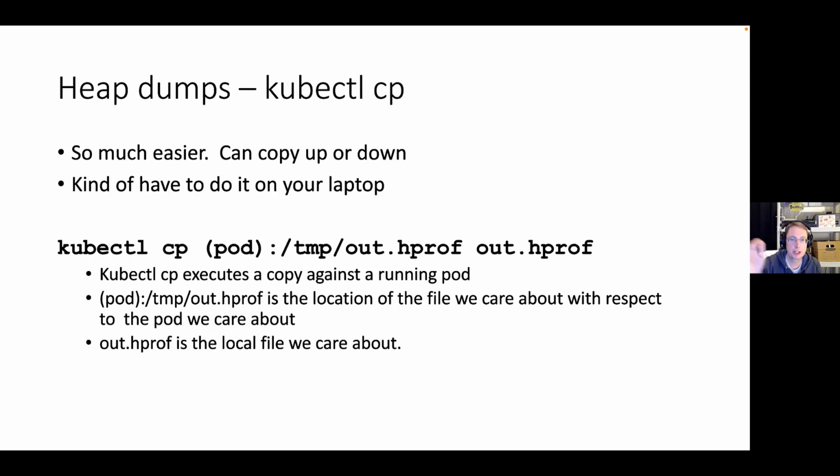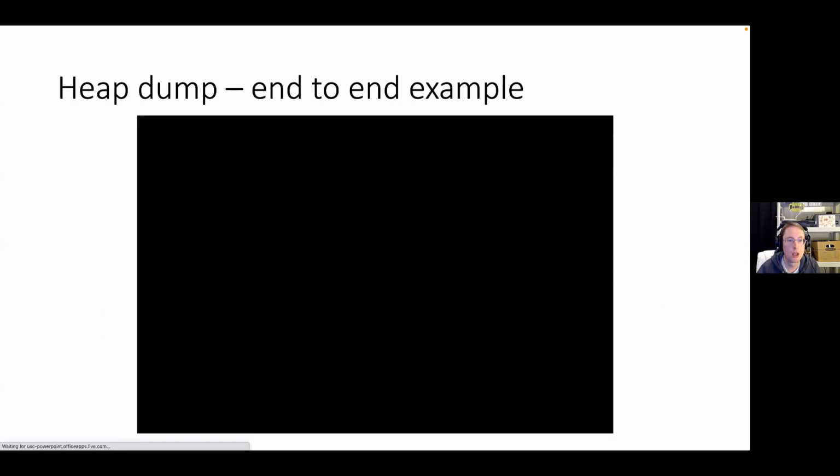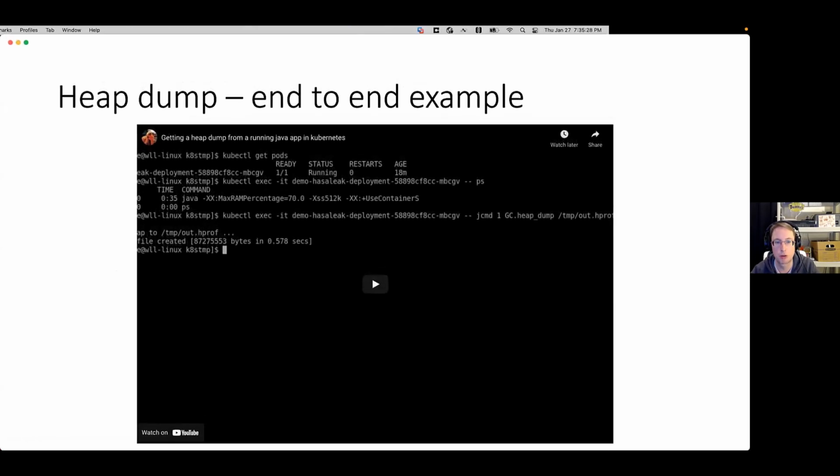kubectl cp allows me to copy files between a running container in Kubernetes and my local machine. It is a super compelling little command that I am super happy exists, and I wish more people knew about it. You can copy files up and down, and it's the same sort of command structure as scp or some of these other copy commands you may be used to on the terminal. You are copying literally between a file in the pod and a file on your local disk. The location of the file with respect to the pod is the file we just created, and out.hprof is the local file. Let's give that an example.